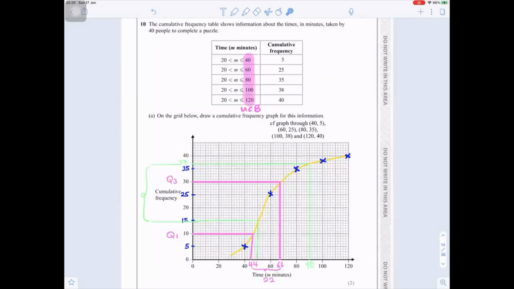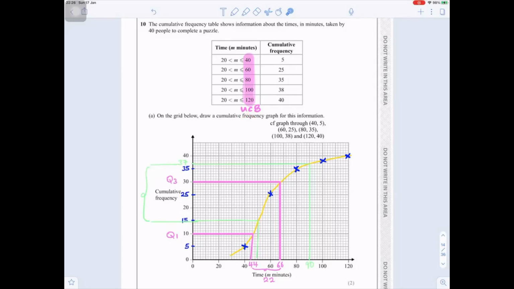Question number 10. The cumulative frequency table shows information about the times in minutes taken by 40 people to complete a puzzle. On the grid below, draw a cumulative frequency graph for this information. We've got a cumulative frequency already. So we are using the upper class boundary. I've highlighted it all in pink.